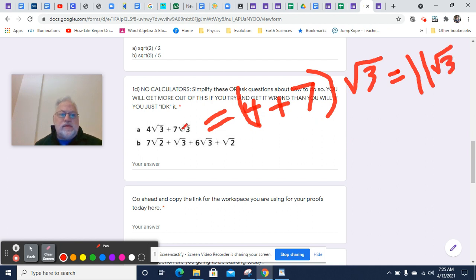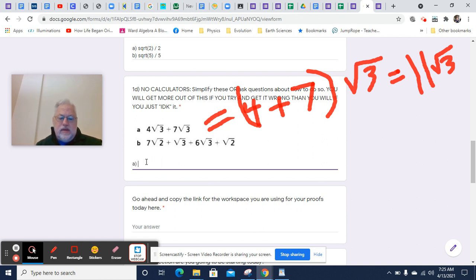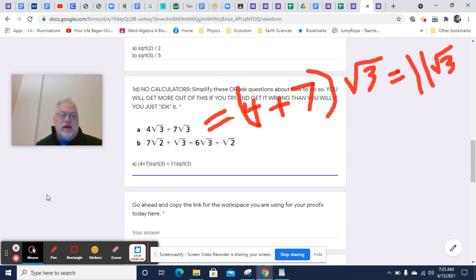Okay, so A will end up being, we'll break that into 4 plus 7 times square root of 3, which will equal 11 square root of 3. Okay, if you see me write it without parentheses, I mean the next thing after it is the thing that's in the square root. I'll often put parentheses around it just to be really clear, but you don't actually have to do that.